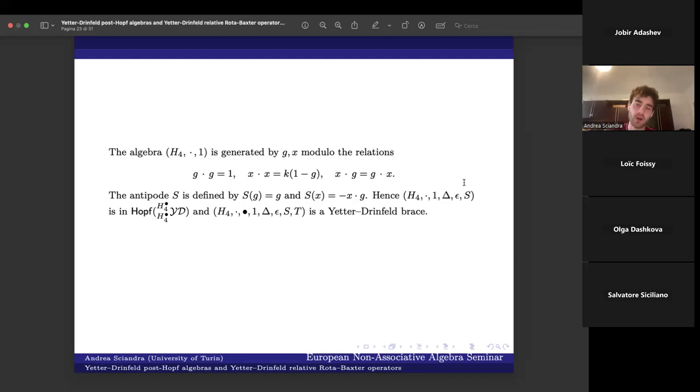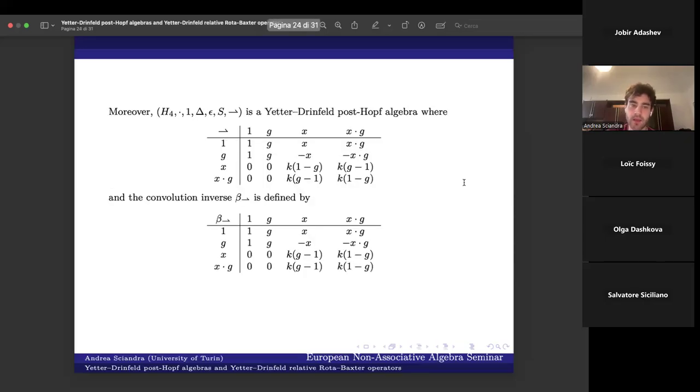With this dot and S, we obtain a Hopf algebra in the category of Drinfeld modules over the starting, standard Sweedler Hopf algebra, and these two structures together form a Drinfeld brace. Now we can also define the left action in this way here. So if we keep the dot structure with this new action, we obtain a Drinfeld post-Hopf algebra, where the action is defined in this way.